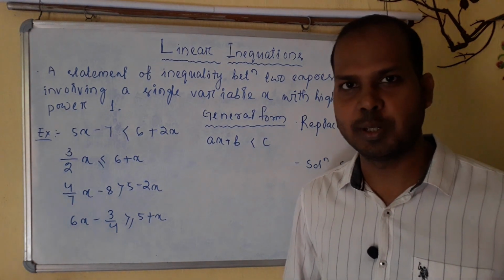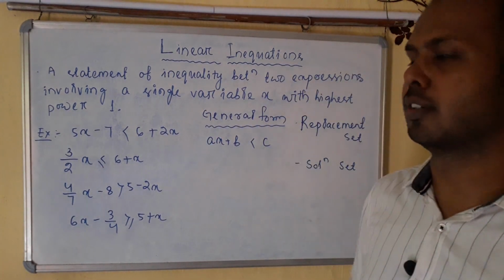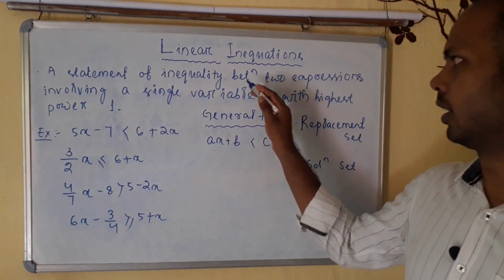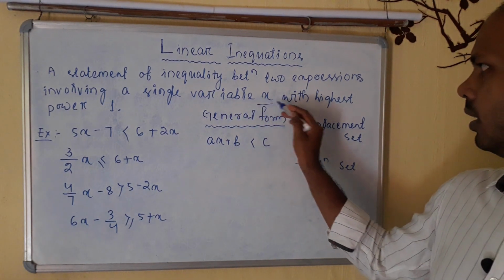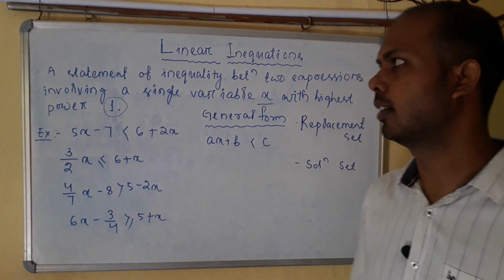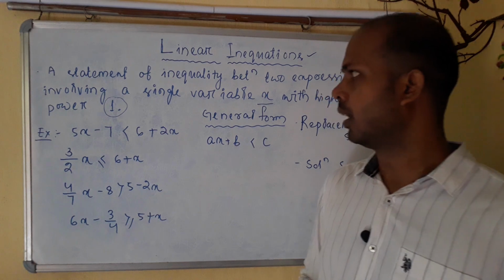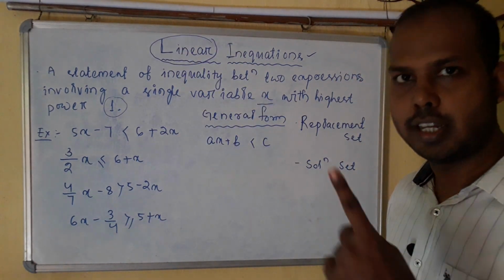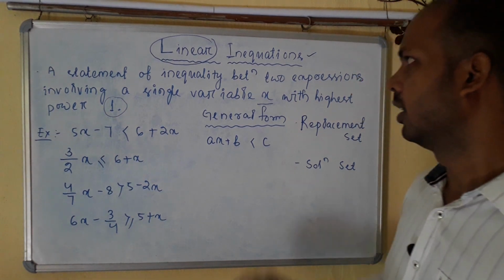Today we will discuss a topic of algebra. The name of the topic is linear inequations. According to the definition, a statement of inequality between two expressions involving a single variable x with highest power 1 is known as linear inequations. Let's discuss it. Linear means highest power 1, and quadratic means highest power 2.